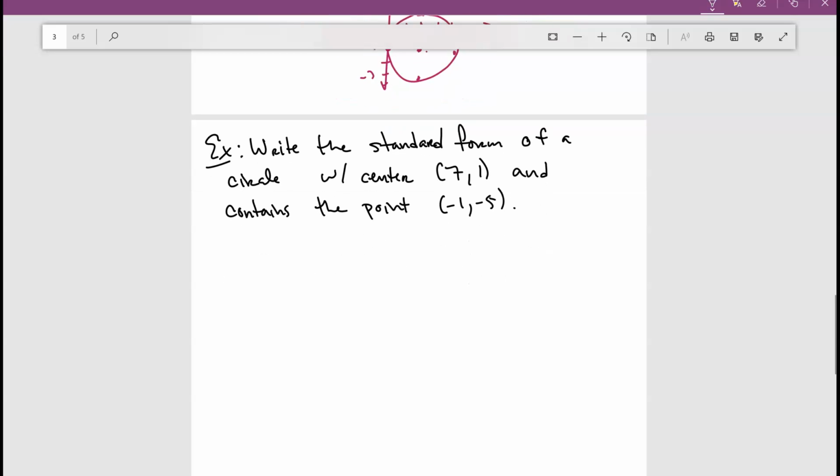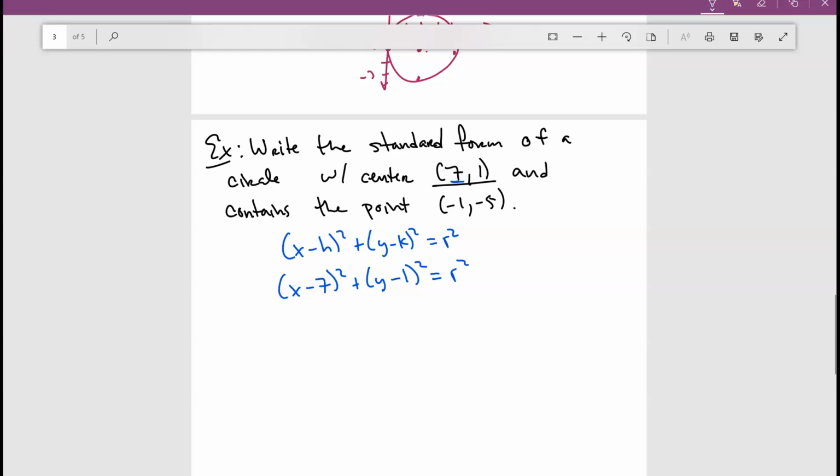Okay, so this problem is a little bit more involved because they don't give us the radius. They gave us the center, which is great. So let's just plug that in. We know that we have (x - h)^2 + (y - k)^2 = r^2. I know what h and k are. h in this case is 7, so (x - 7)^2 + (y - 1)^2 = r^2. I don't know what r^2 is.